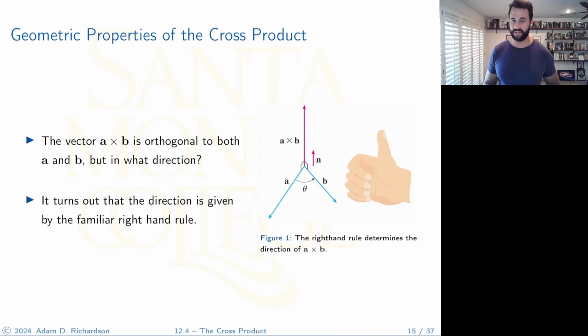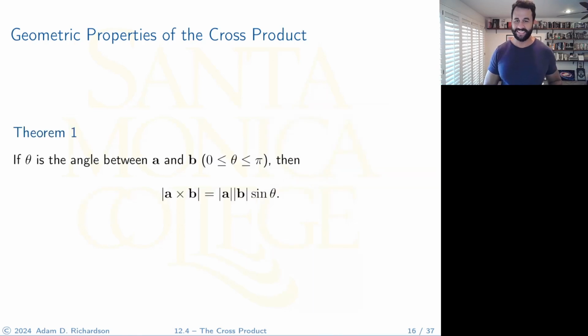So the right-hand rule comes in handy once again. Pretty nice. All right, now a kind of cute result is this theorem right here. So if theta is the angle between two vectors A and B, remember the angle has to be between 0 and pi inclusive, then it turns out that the size of the cross product vector is size of A times size of B times sine of theta.